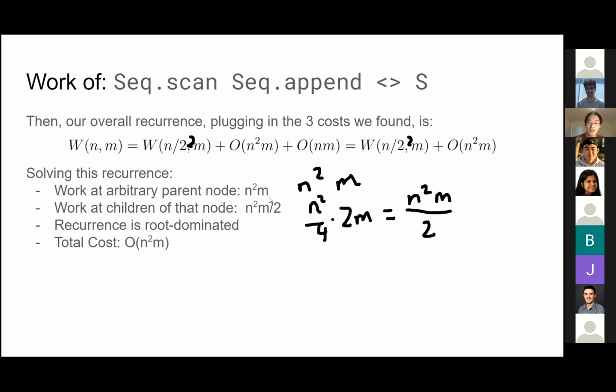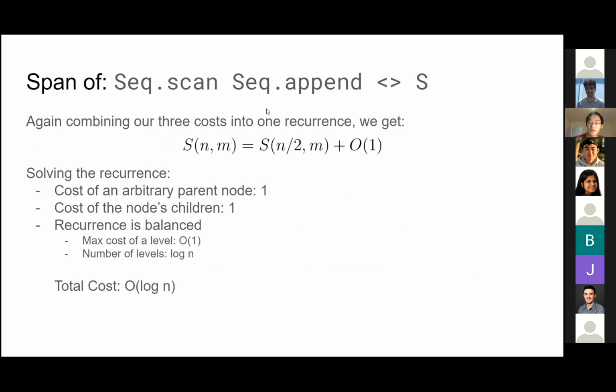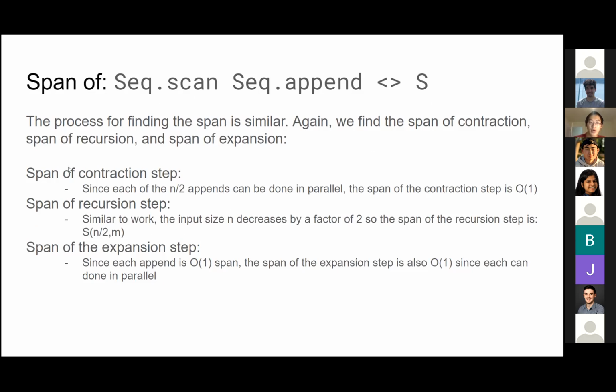Okay, hopefully that didn't muddy things up too much, but let's continue on here. Let's do the span now. Again, since append is constant span, we're going to expect this to have the same cost as our library definition for those of constant span. So if we look at the span of each step, at the contraction step, we have n/2 appends, but each of these can be done in parallel. And the span of contraction is also O of 1. So the overall span is just O of 1 for the entire contraction step.